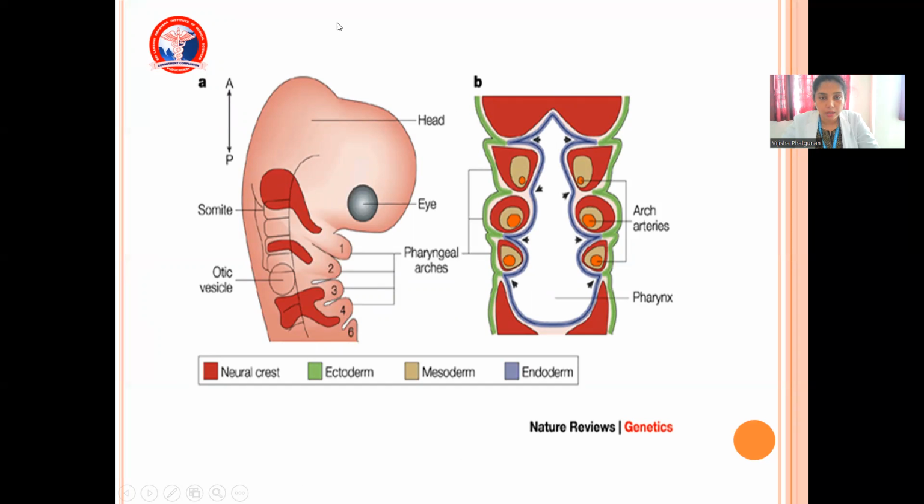Okay, this embryo, if it is cut in a coronal section, you get this diagram. Here it is very nicely displayed. See here, this is ectoderm. This green line represents ectoderm. The blue one is your foregut, which is formed by endoderm. In between, you will have the mesenchymal condensation in the form of rod-like thickenings. Hence, you are getting so many arches.